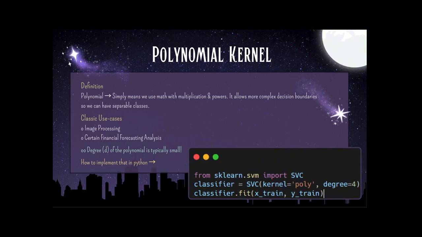And you will see on the right side the screenshot where we have defined the kernel to be poly, short for polynomial, but there is a new element, degree equal 4. The degree of the polynomial is typically small.